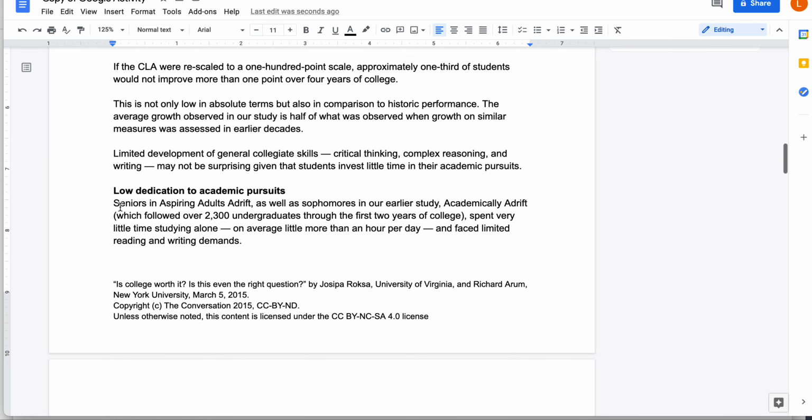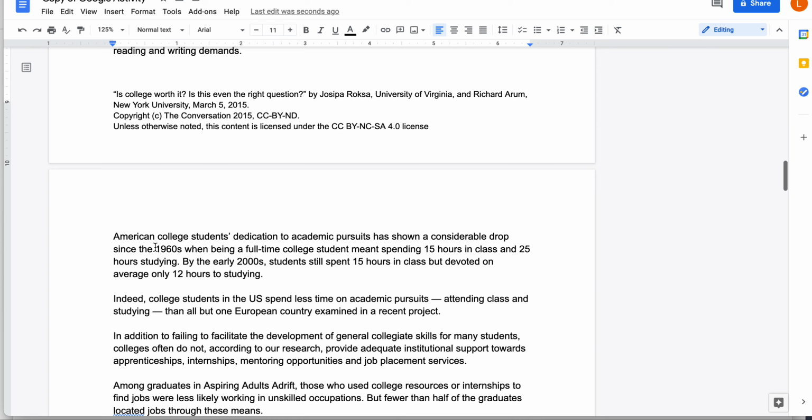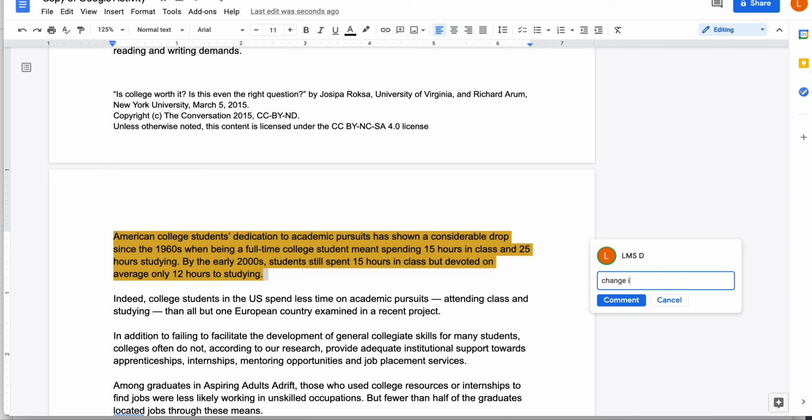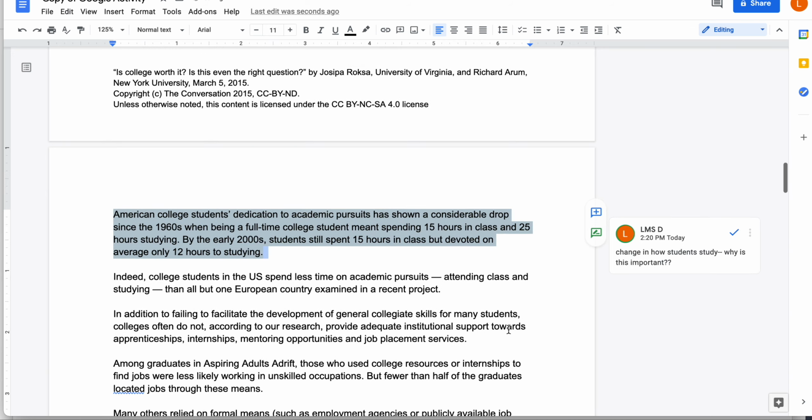So, low dedication. Seniors, as well as sophomores, spent very little time studying alone and faced limited reading and writing demands. American college students' dedication to pursuits has shown a drop since the 1960s, when being a full-time college student meant there were 15 hours in a class and 25 hours studying. So this is a big change in how students study. But I still don't quite understand what that has to do with the value of college.